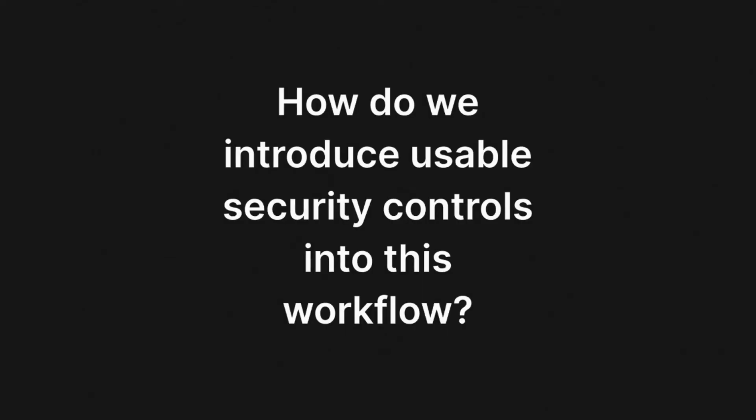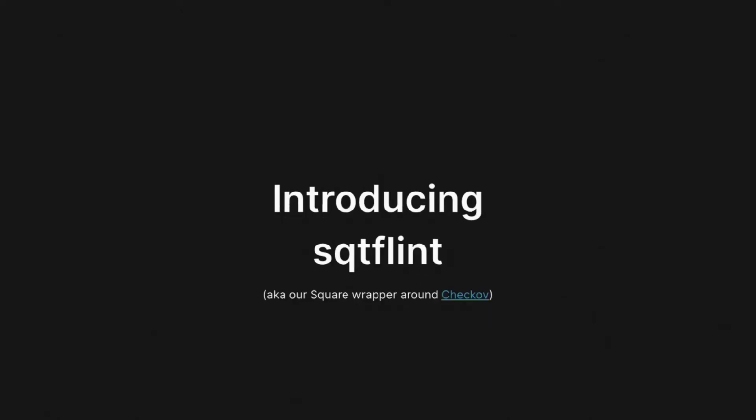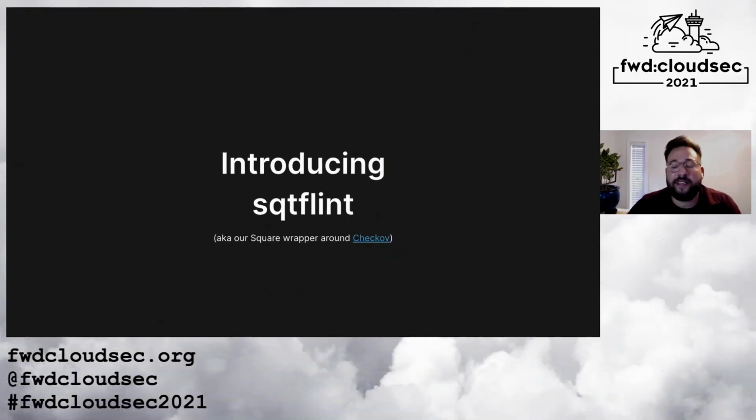So how do we introduce usable security controls into this workflow and incorporate any lessons learned from the runtime misconfig alerting? Terraform linting, obviously. So we built SQTF lint, which is just our Square thin wrapper around the open source infra as code static analysis tool Checkov. This just stands for Square Terraform Linter, nothing fancy, hopefully self-explanatory.